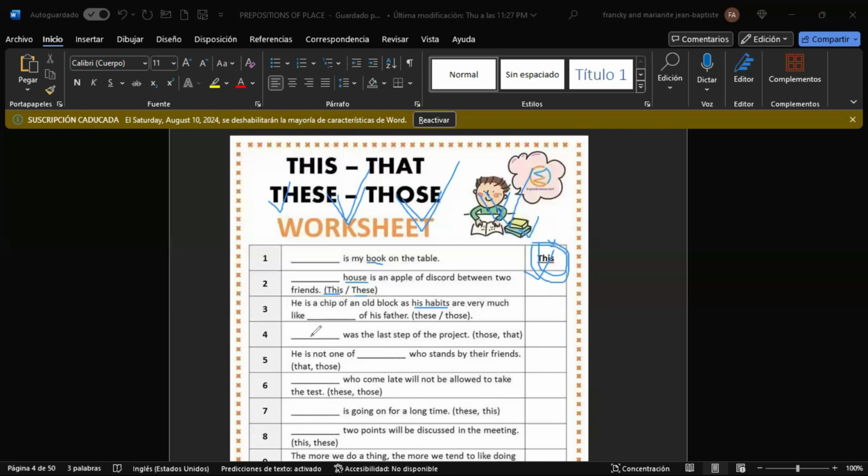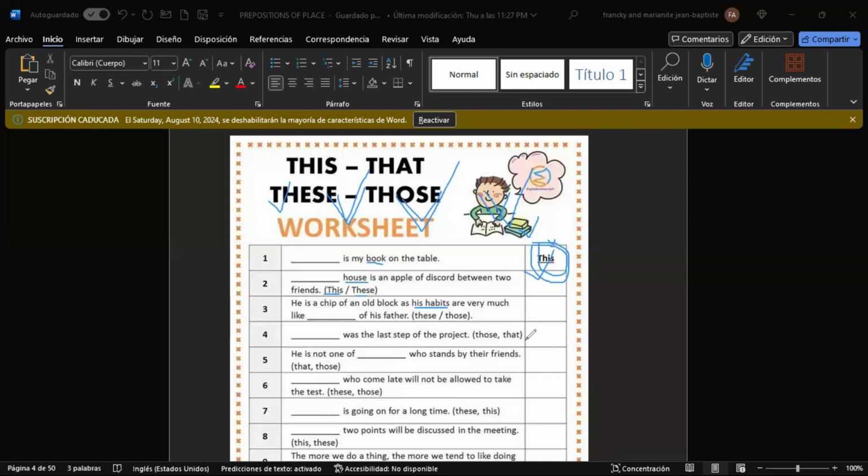Qui voulait faire le quatrième? Number 4: That was the last step of the project. Est-ce que c'est "those" ou bien "that"?